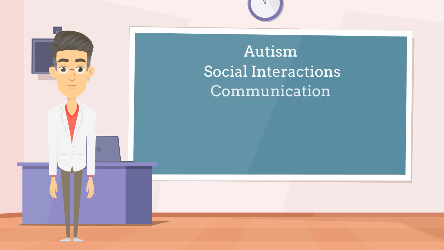Communication. Language and communication difficulties are common in children with autism. They may have delays in speech development or experience challenges in expressing their thoughts and feelings. Some children with autism may rely on alternative forms of communication, such as gestures, pictures, or assistive devices.